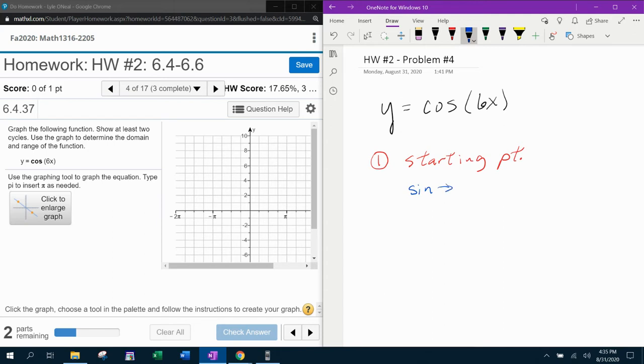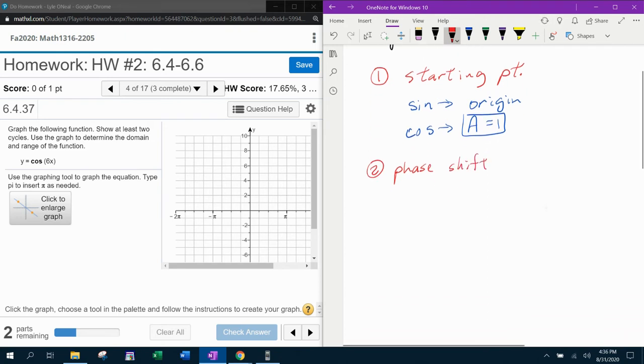So if we have a sine function, we would start at the origin on the y-axis at 0. If you have a cosine function, you're going to start at the value of a on the y-axis. And remember that a is the coefficient of the trig function. So for our problem, we're going to start on the y-axis at 1. In this case, a is 1. Okay? Step number 2. If you have a phase shift, you have to deal with it now.